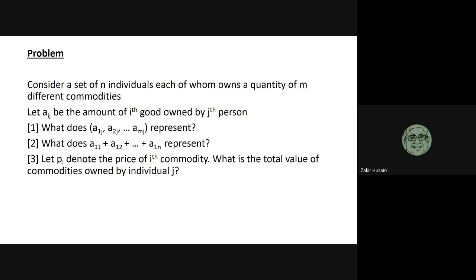Now this is a problem that you have to solve. We have a set of n individuals, each of whom owns a quantity of different commodities. You have m commodities, and aij is the amount of the ith commodity which is owned by the jth person. So what does a1j, a2j, amj represent? And if I add them, what does it indicate?